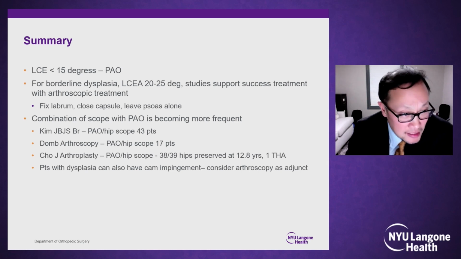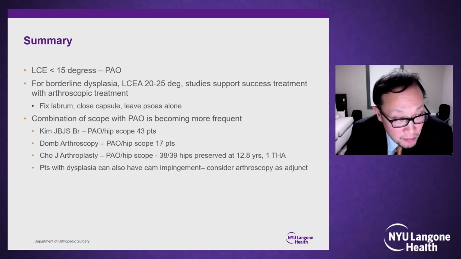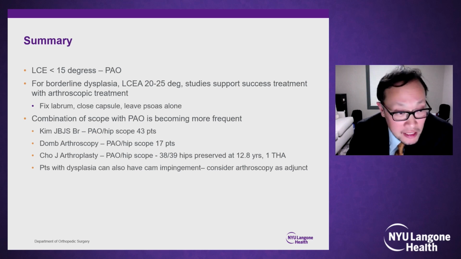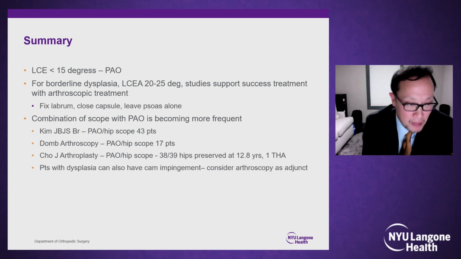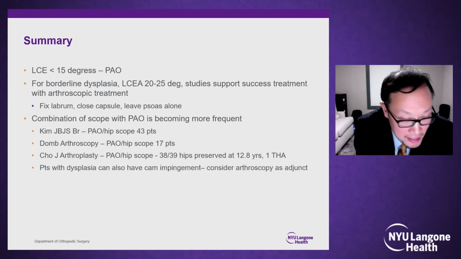So to summarize, I think if you have moderate to severe dysplasia, you go straight to a periacetabular osteotomy. Don't mess with any sort of arthroscopic procedure. The borderline dysplastic patients with lateral center edge angles of 20 to 25 degrees, studies support success with arthroscopic treatment. Fix the labrum, close the capsule, and leave the psoas alone. And then I think it remains to be seen whether you need to fix the labrum and perform staged or concomitant arthroscopy in the setting of periacetabular osteotomy.